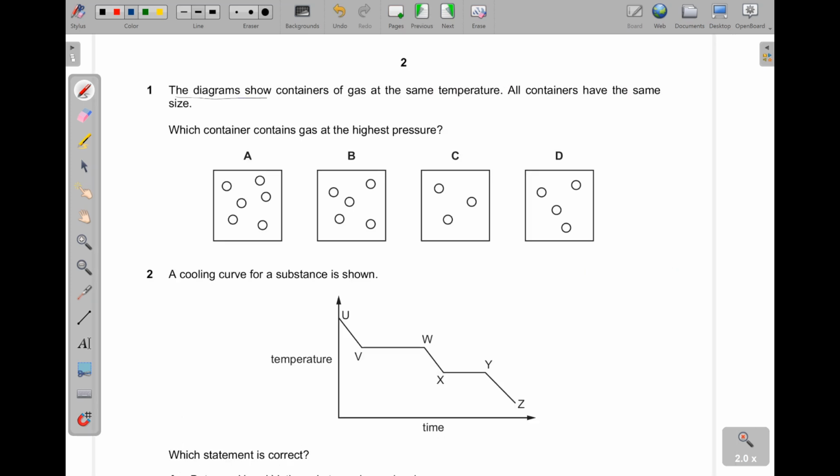Question 1. The diagrams show containers of gas at the same temperature. All containers have the same size. Which container contains gas at the highest pressure? Now, pressure is proportional to the number of gas particles that are bombarding the walls of the container. So the more they are, the more the pressure. So our answer here has to be A. As simple as that. So this one is A.